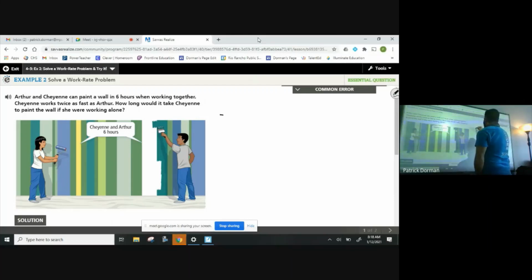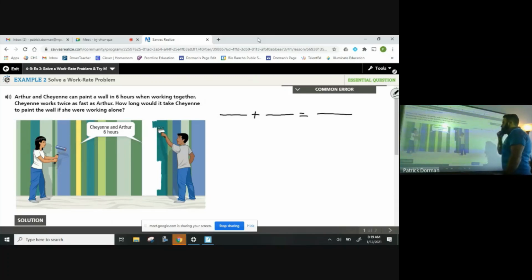All right. So I know I'm going to wind up with some fraction plus some fraction equals some fraction that represents their total together, right? We've got two people. We've got a work rate 1 plus work rate 2 is going to be their rate together, all right? So it says that they paint a wall in 6 hours when working together, right? So working together, their work rate together then is 6. That's what's going to go on the bottom there. And it says one wall.